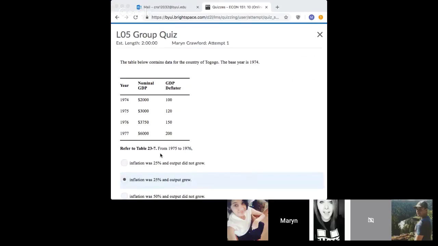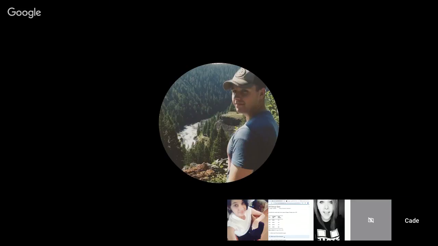For 18, what do you think? Why would the output not grow and why would it grow? So both agree it's 25%.